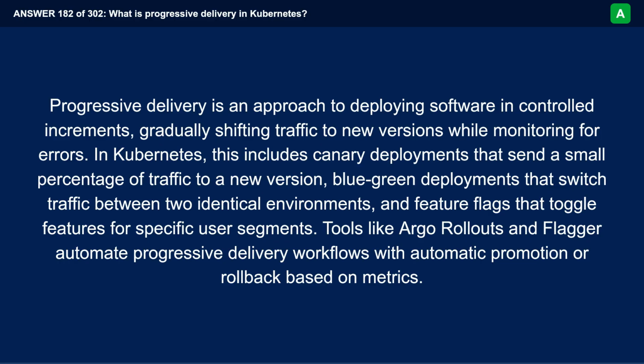that switch traffic between two identical environments, and feature flags that toggle features for specific user segments. Tools like Argo Rollouts and Flagger automate progressive delivery workflows with automatic promotion or rollback based on metrics.